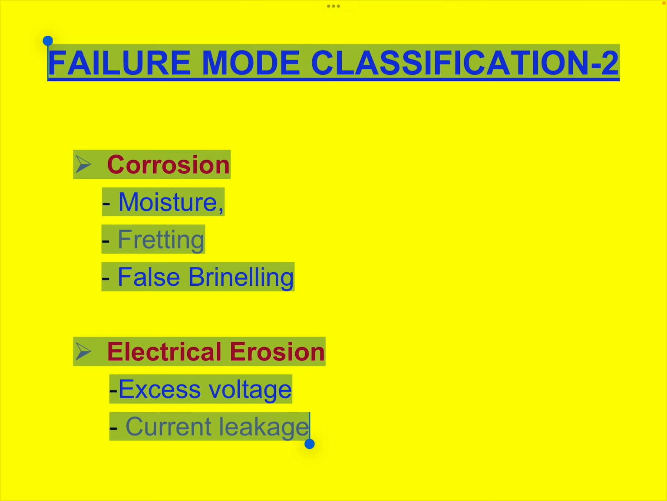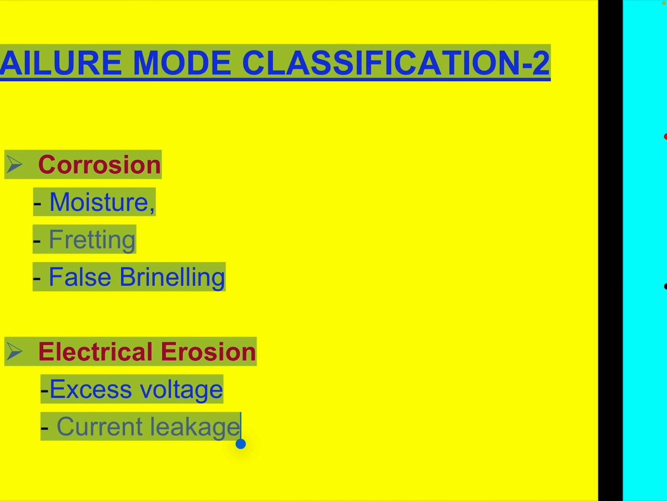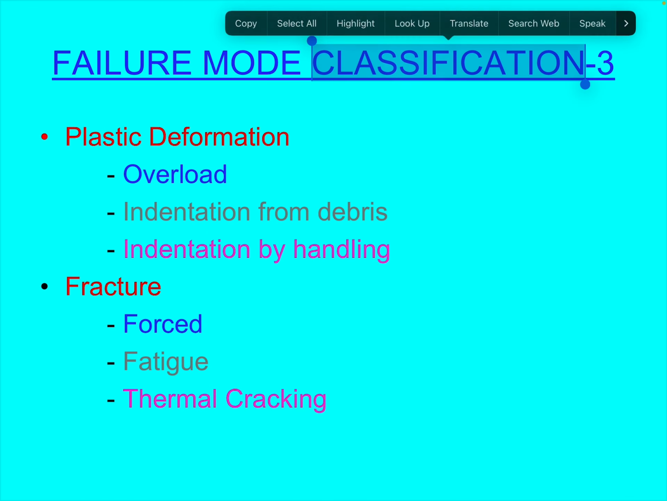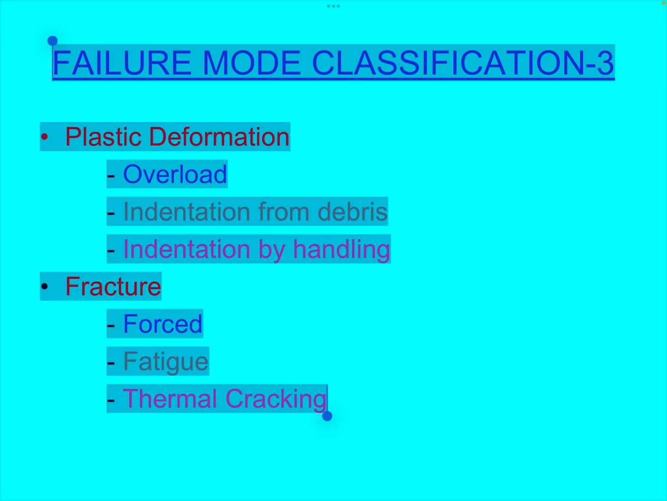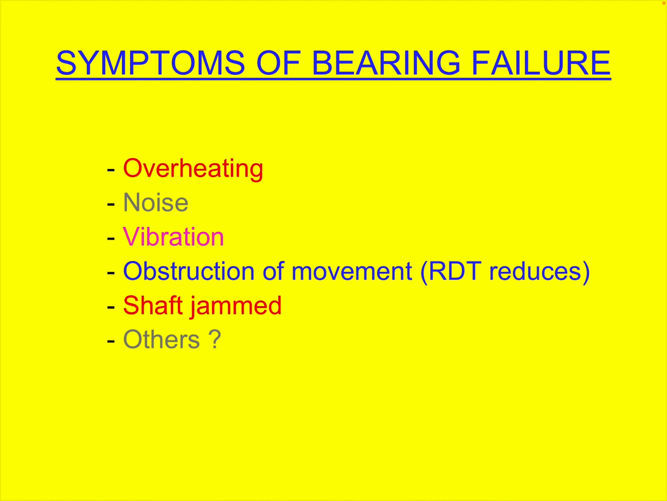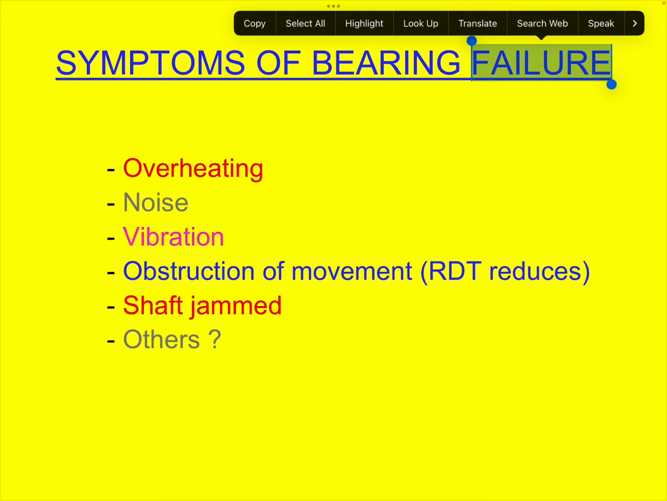Failure mode classification 2. Corrosion, moisture, fretting, false brinelling, electrical erosion, excess voltage, current leakage. Failure mode classification 3. Plastic deformation, overload, indentation from debris, indentation by handling, fracture, forced, fatigue, thermal cracking.